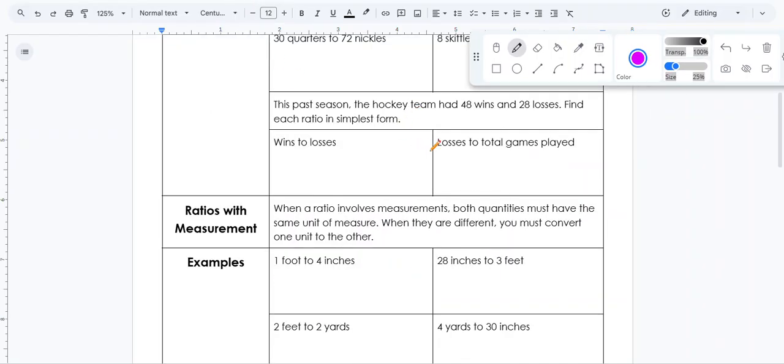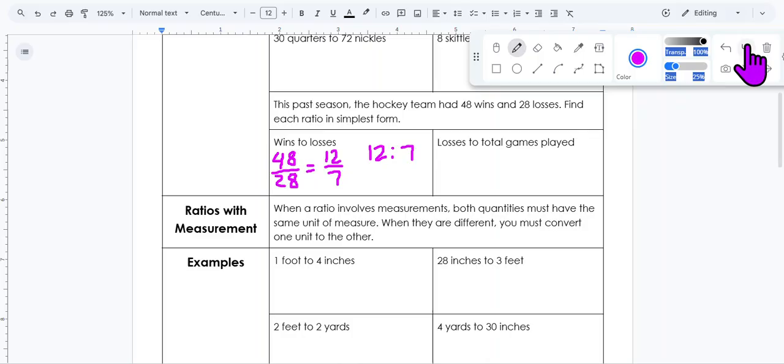All right, let's try this word problem here. It says this past season, the hockey team had 48 wins and 28 losses. Find each ratio in simplest form. Okay, so wins to losses. If I'm comparing wins to losses, I see they have 48 wins and 28 losses. So it'd be 48 to 28. And I can simplify that. I see right away that both of those can be divided by 4. Right? 48 divided by 4 is 12. 28 divided by 4 is 7. So they have 12 wins to 7 losses. For every 12 wins, they have 7 losses.